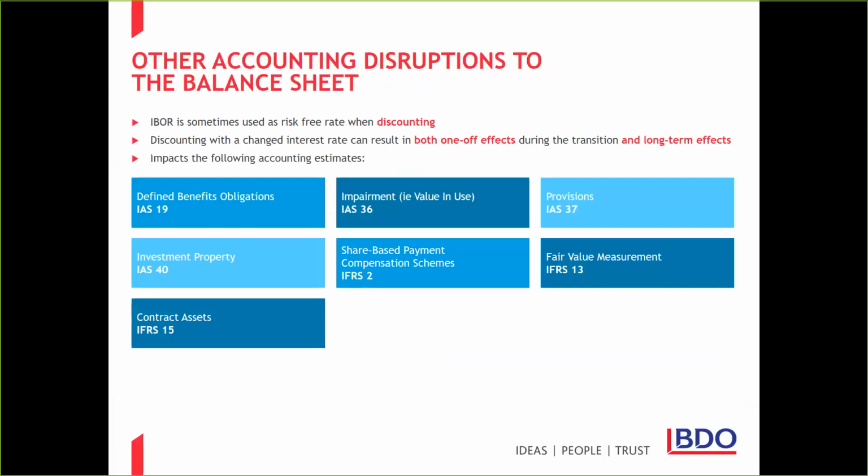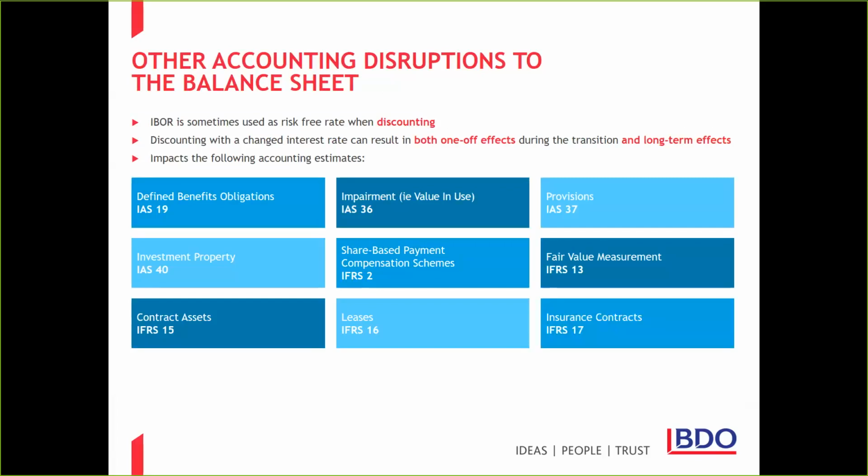Interbank offered rates may be used to discount significant financing components under IFRS 15, an example of which is deferred payment terms. The same applies to IFRS 16 when the interest rate or lease payments are linked to interbank offered rates. And finally, interbank offered rates may be used to discount insurance contract liabilities. And whilst we have outlined the IFRS standard, the considerations would also apply under UK GAAP.